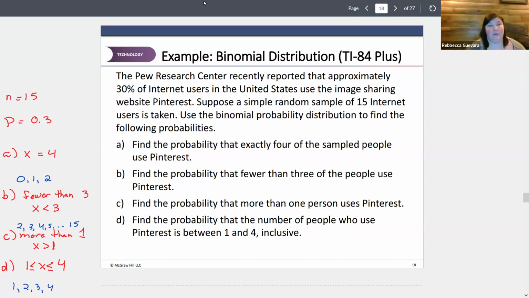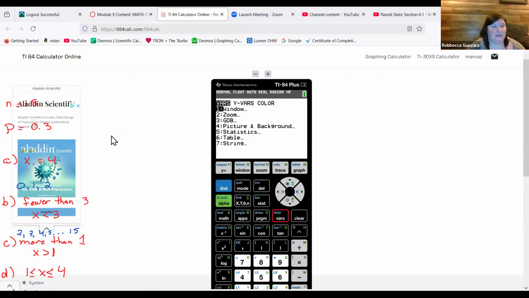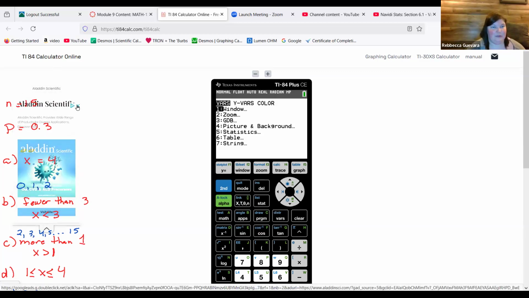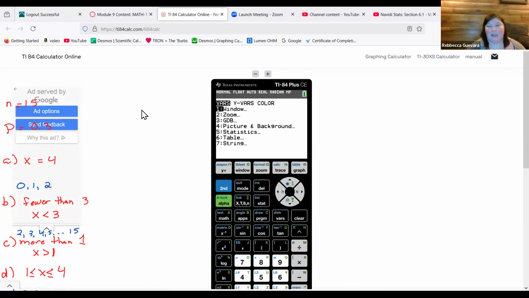I'm going to bring this down. We're going to go over to our calculator. Oh, I wish this wouldn't show up over here. Can I get rid of it? Yes, sort of. Well, I can make it easier to read anyway.